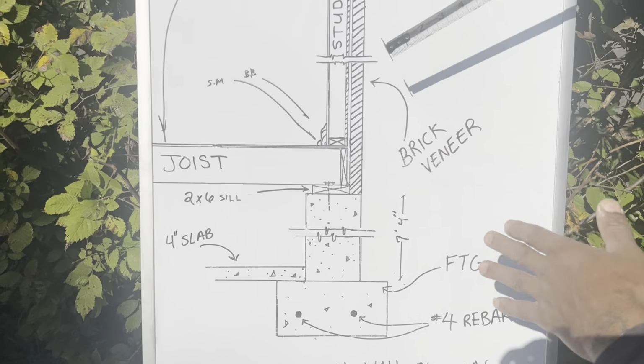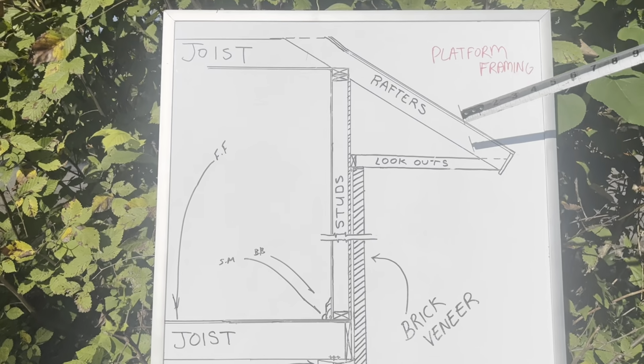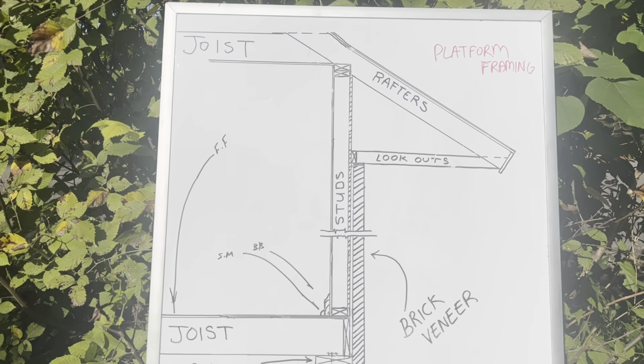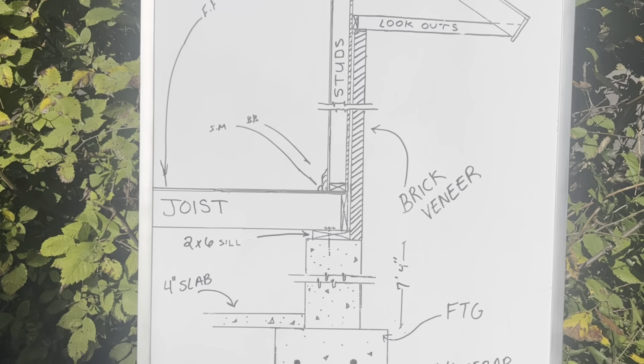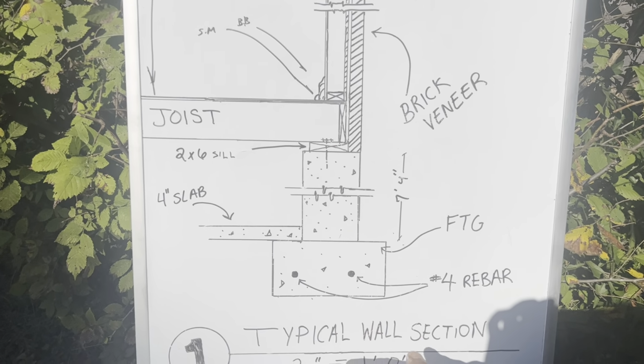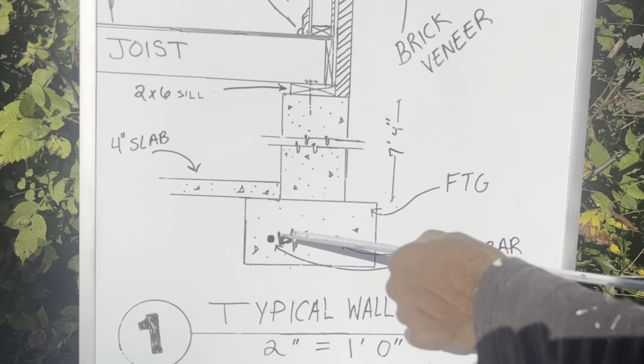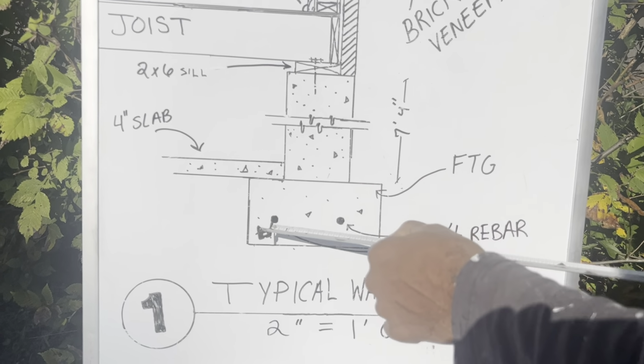However, this wall section also has the roof. You have the roof here, and you also have your floor system, and you also have your foundation. Okay, now let's start at the bottom. I got FTG right here. This is a footing. This is what you call a footing.